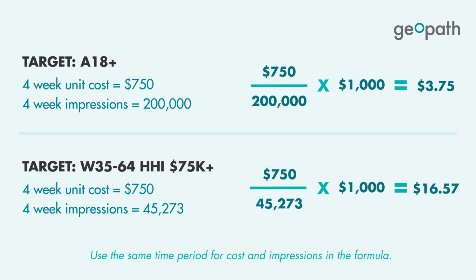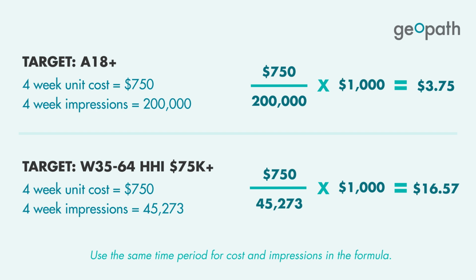This unit delivers 45,273 impressions against the specific audience, yielding a CPM of $16.57, much higher than the adults 18 plus. That's to be expected. The more narrowly defined an audience, the higher the CPM. That is true of any medium.